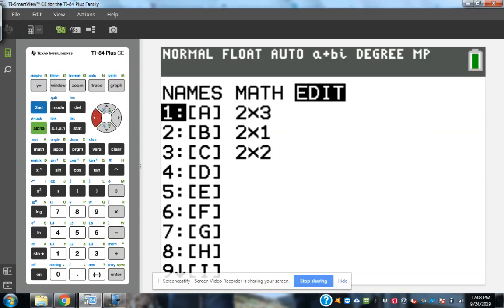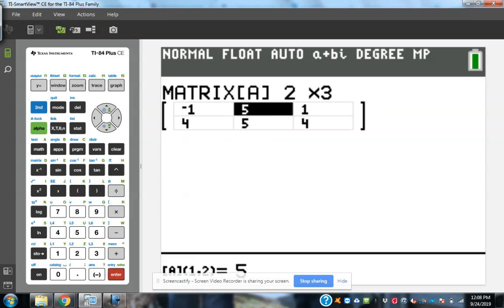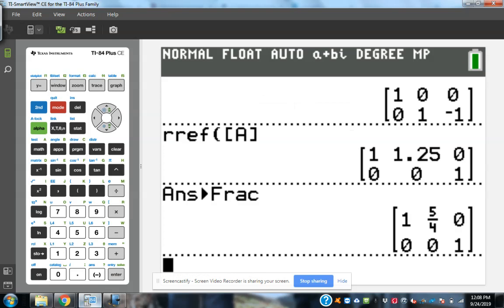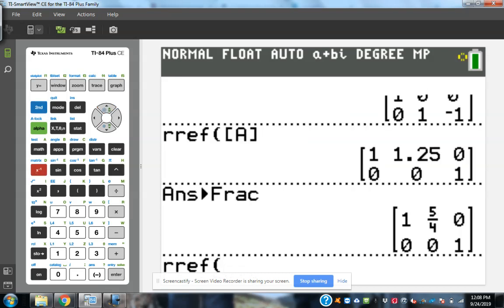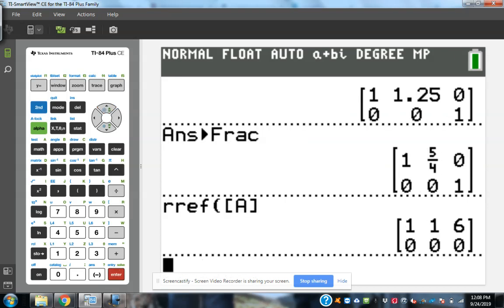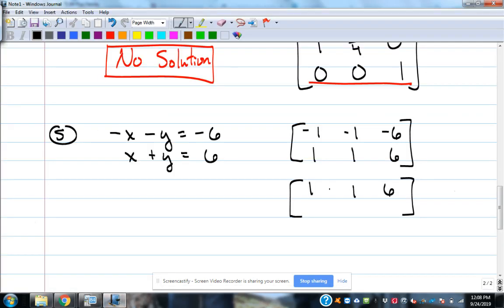Second matrix, edit, negative 1, negative 1, negative 6, 1, 1, 6. I'll run RREF on that. I'm just going through the long way of typing it in. And look at the matrix it gets you back. 1, 1, 6, 0, 0, 0. 0x's plus 0y's, can 0 plus 0 equal 0? Always does. So that bottom row is true. So that's infinitely many solutions.